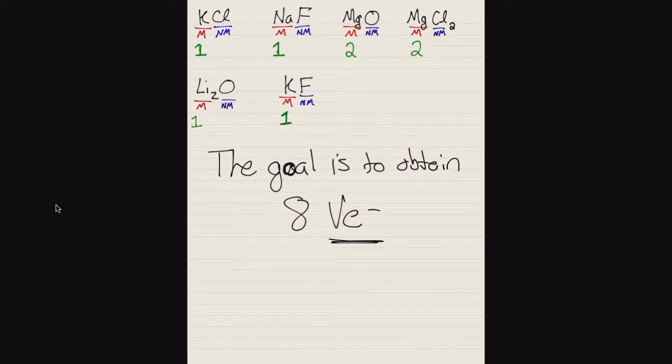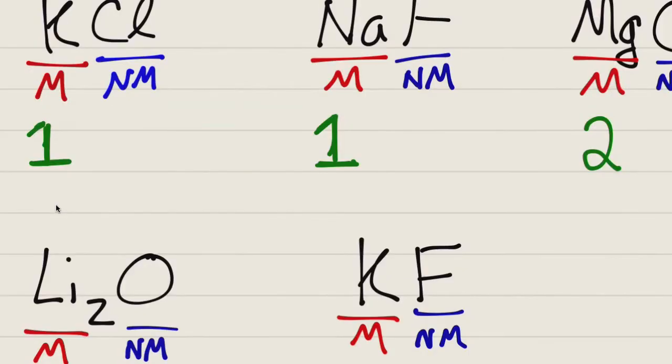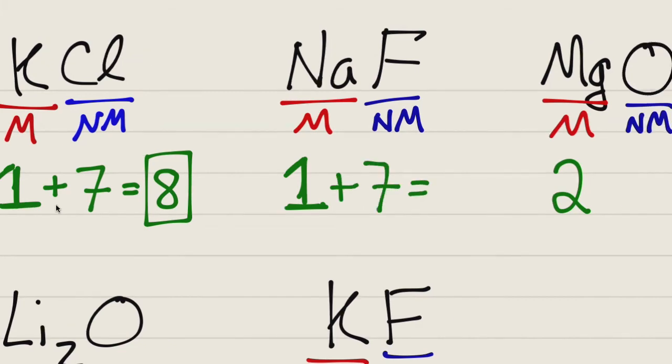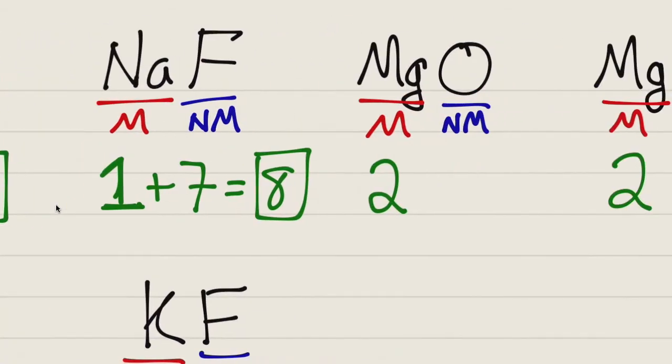Hang on. How about chlorine? It has 7. So if I add these two, what do I get? I get 8. Okay? I get 8. Okay. So then fluorine has 7. If I add those two, what do I get? 8. We're going to skip over MgCl2 for the time being.